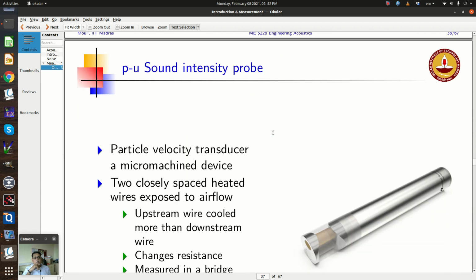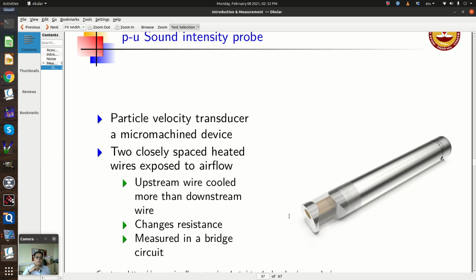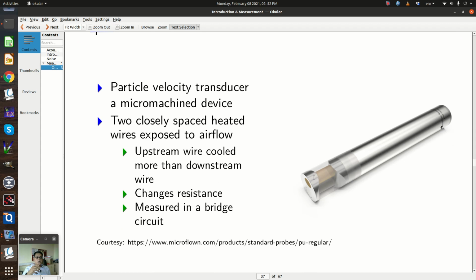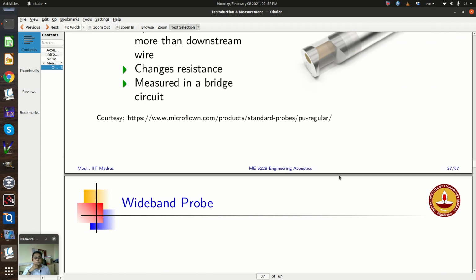There is another type of probe which is more recent, where instead of using two microphones, the intensity is measured by directly measuring the velocity. It's a micro machined device, and you have two closely spaced heated wires which are exposed to an airflow. So it works on a resistance principle, and this is called a PU probe. One of the major companies that markets this probe is Microflown. So this can also be used nowadays.